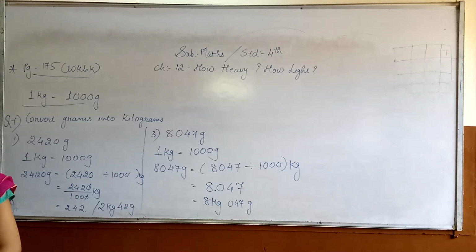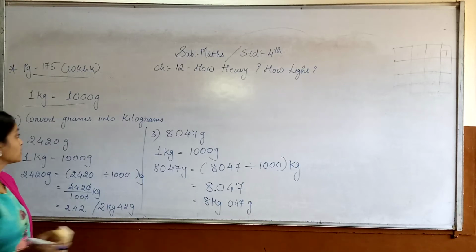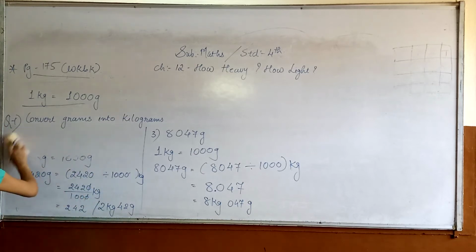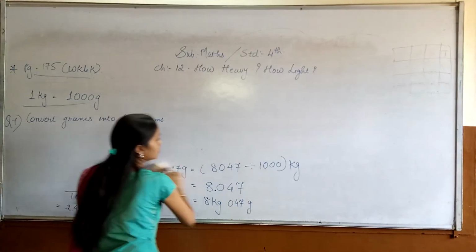Now next is convert kilograms into grams. Here we have done gram to kilogram. ग्राम से किलोग्राम में हमने कन्वर्ट किया. अभी क्या करेंगे, किलोग्राम को ग्राम में कन्वर्ट करेंगे. किलोग्राम्स टू ग्राम, केजी टू ग्राम्स. सेकेंड वन क्वेश्चन. फर्स्ट वन इट इज 2 kg 300 grams.